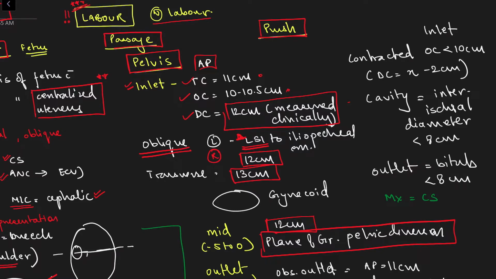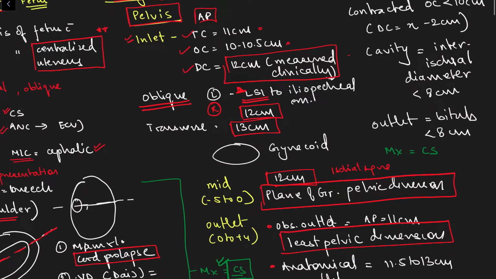Then the outlet is divided into the obstetric outlet, which has a diameter of 11 centimeter and is called the plane of least pelvic dimension, and the anatomical outlet, which measures 11.5 to 13 centimeter. The transverse diameter at the anatomical outlet is at the ischial tuberosity and it is called the bituberous diameter, which is also 11 centimeters.